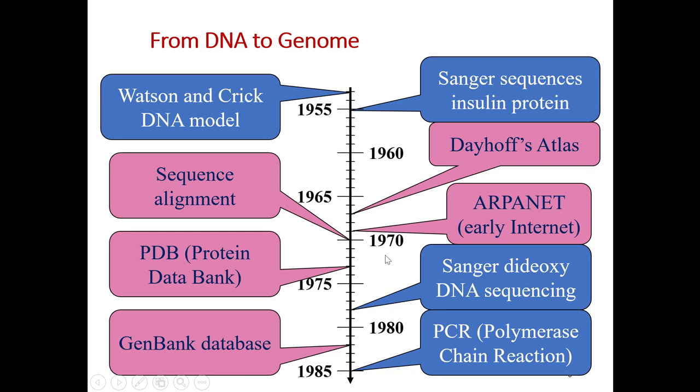And look here, in 1977 or 78, there was a development of methods of DNA sequencing. There was the Maxam-Gilbert method, and there was the Sanger DNA sequencing method. So what happened? People started to determine DNA sequences. Now, in order to store these DNA sequences, a nucleotide sequence database was established, that was GenBank. Understand? And in 1985, PCR, that is polymerase chain reaction, was invented by Kary Mullis.